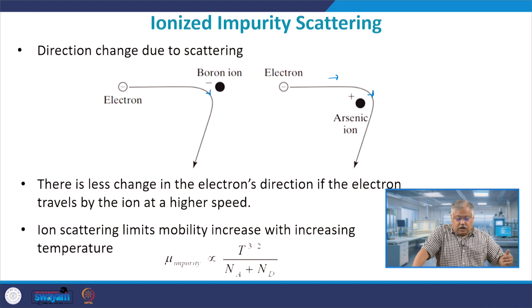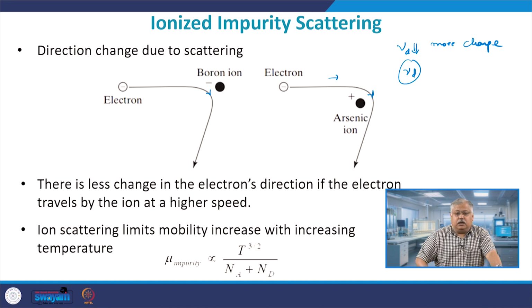Now, however, there is a problem here: if the electron is moving slowly towards the boron atom, there will be more change in the direction. So, the less the velocity of the charge carriers, the more change will be expected. However, if velocity is more, then the change will be relatively less, and the reason being, if the velocity is more, the time of interaction will be much minimized, and the change in direction will therefore be less.